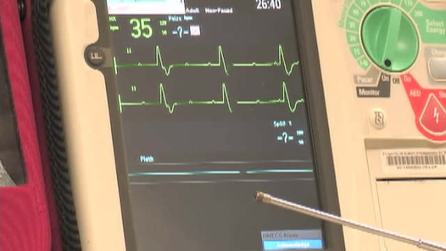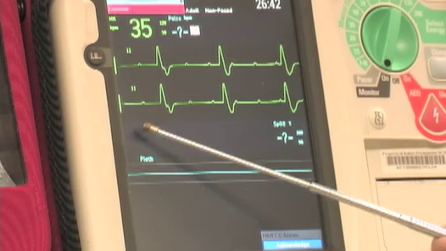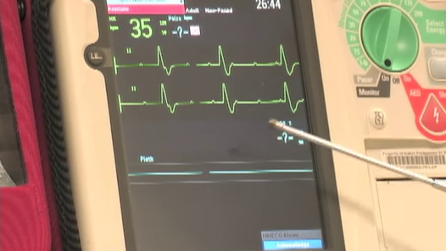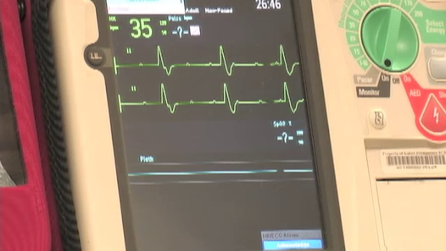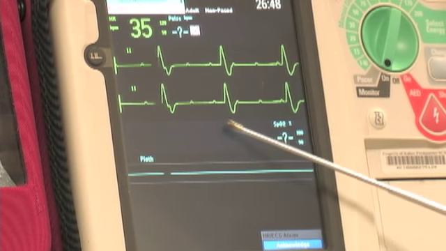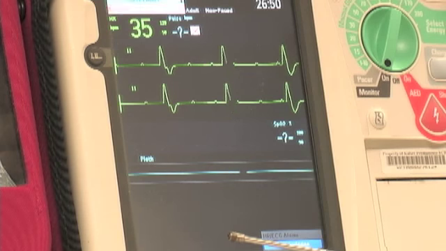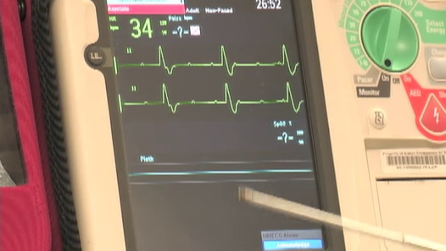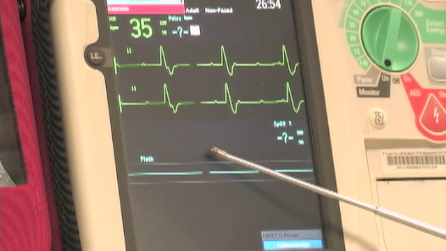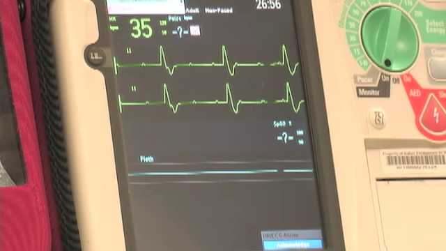This is a third-degree AV block. The Ps are going at their own rate. The QRSs are going at their own rate. There's no relationship between the two. There's no connection between the two. This is a third-degree AV block or a complete heart block. This is the most serious type of block that we've got.